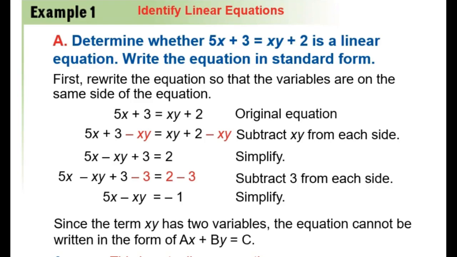So, 3 minus 3 is 0. Okay, and then we have 2 minus 3. That becomes negative 1. So what we're left with is 5x minus xy equals negative 1.